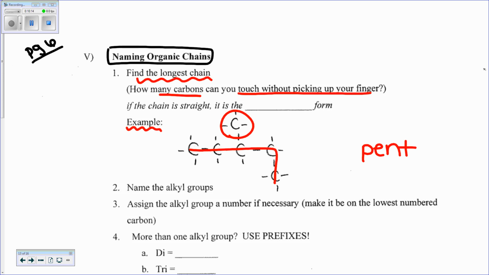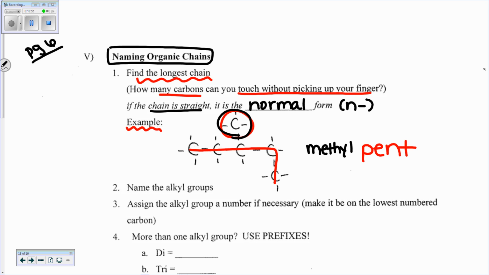Then it says, we should go back up here. If the chain is straight, it's the normal or N form. If you ever see an N in front of something, you won't have to use that, just recognize it if you see it. Step 2 says name the alkyl groups. Again, here's my outlier. I did not touch that with my pen. So I have one thing hanging off. So, methyl.